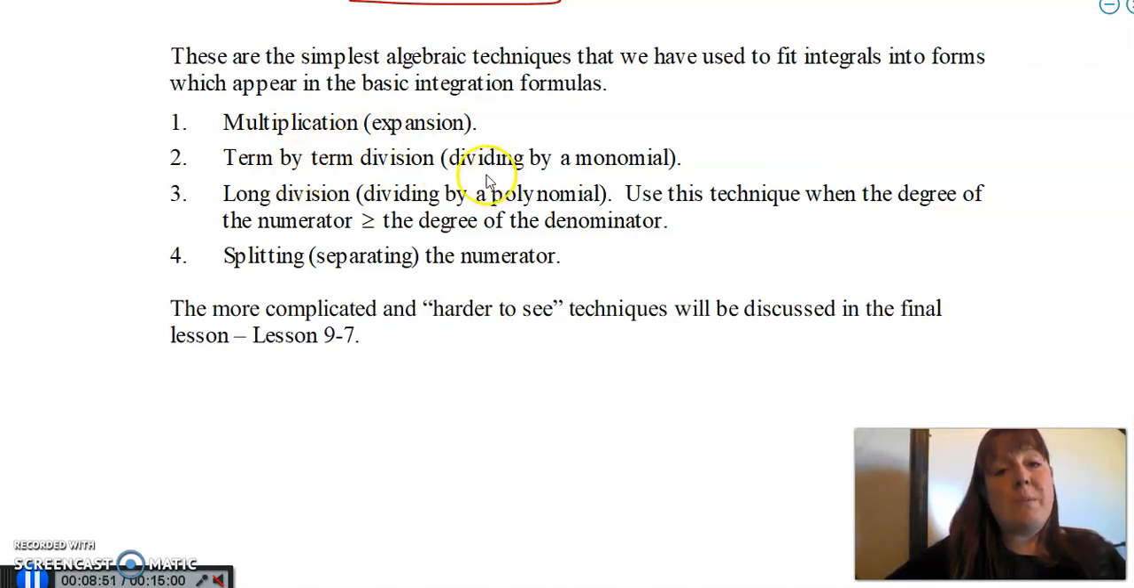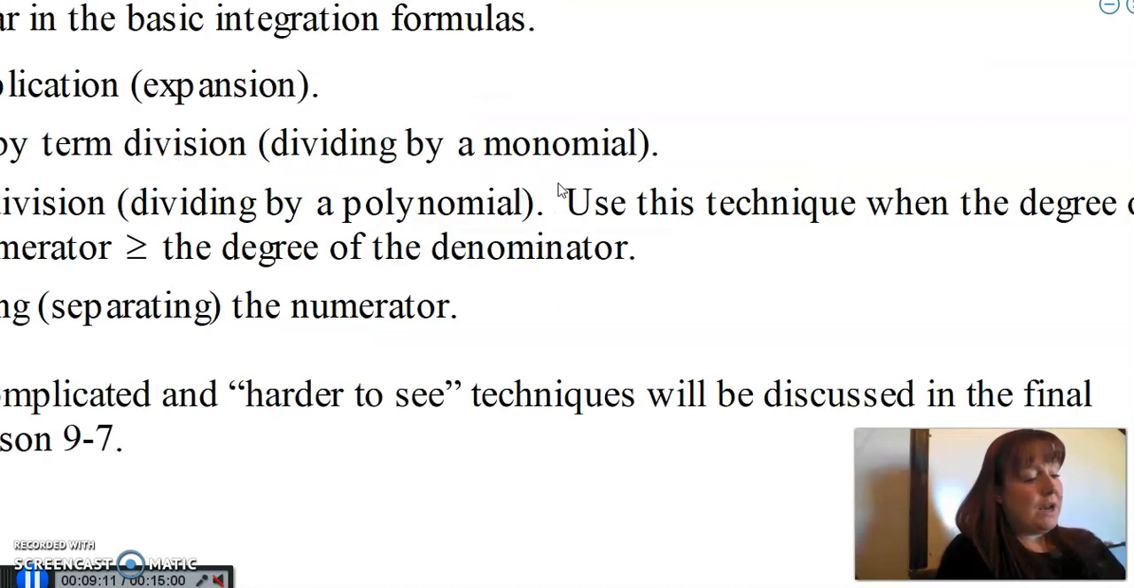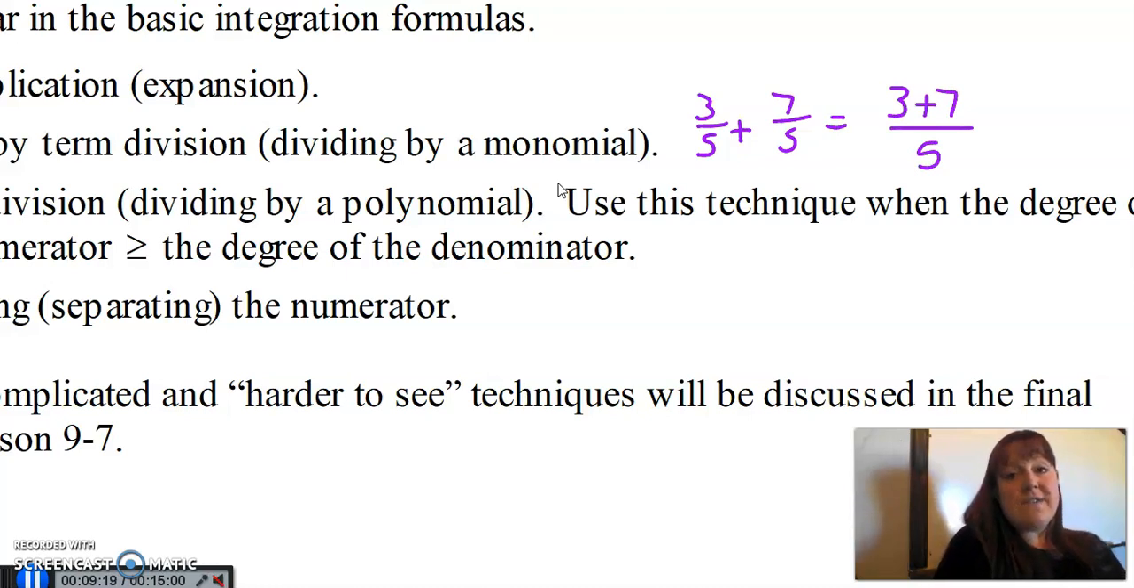Term by term division, remember, if there is a monomial on the bottom, meaning one term, then a lot of times we can just split it so that we keep the denominator intact. We always keep the denominator intact, and we split the numerator, so this one and this one. You'll see an example of that. Because if you remember, 3/5 plus 7/5 is the same as 3 plus 7 over 5. If the denominator stays intact, I can combine or split either way, as long as the denominator stays the same.